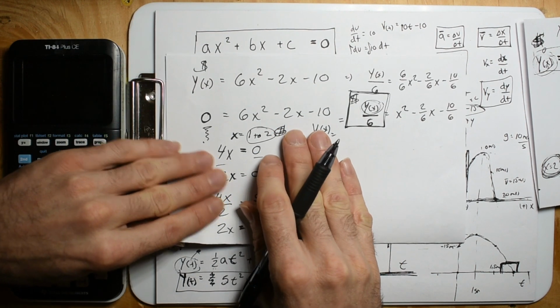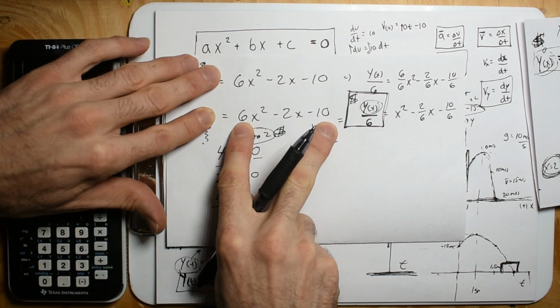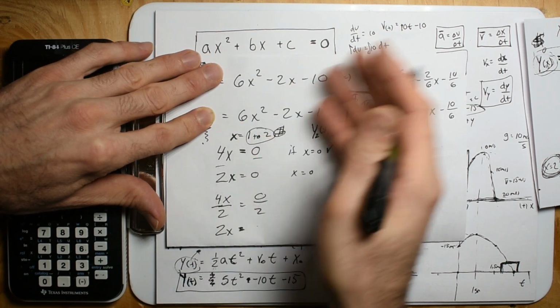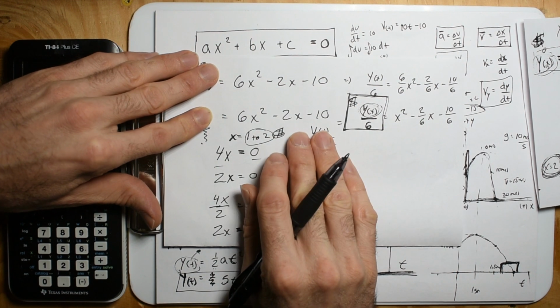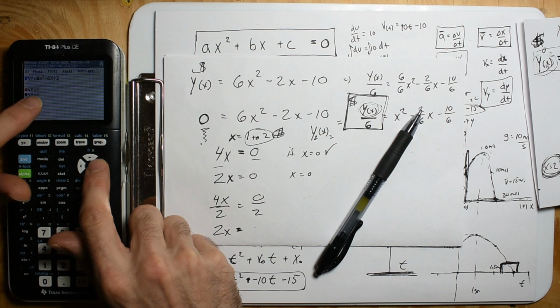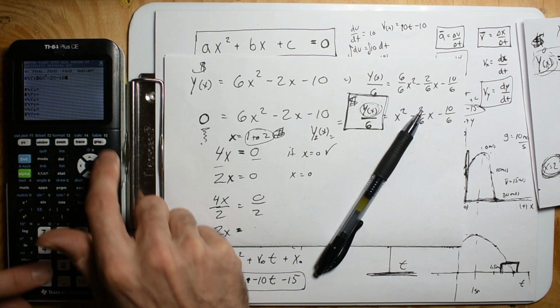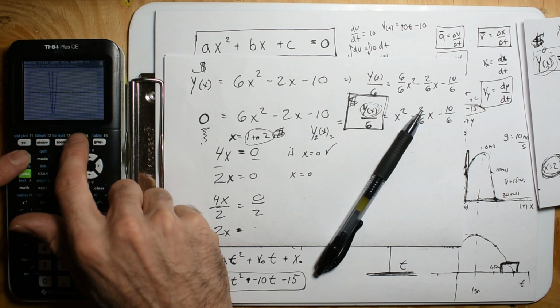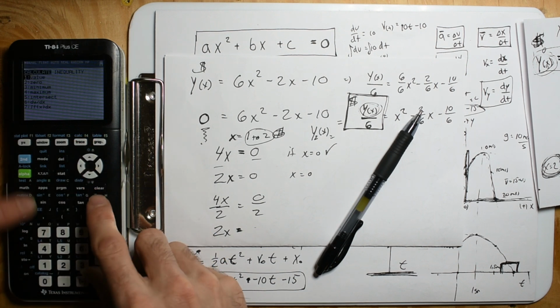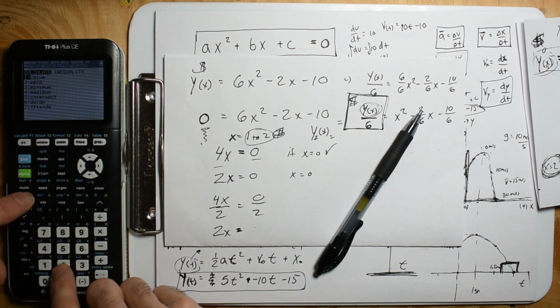We have this side equal to 0, and then this side also equal to 0. Let's say we just knew that value of x. Let's pop it into our calculator. So we have 6x squared minus 2x minus 10. Just kind of quickly graph it. We're going to get a 0 value on this.